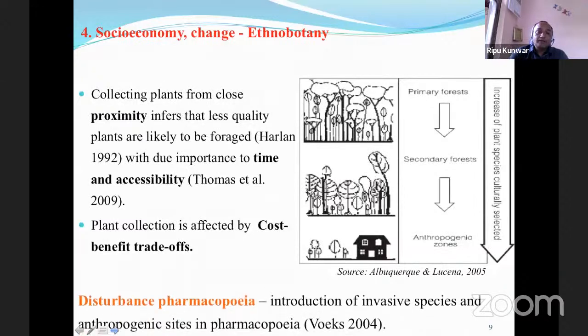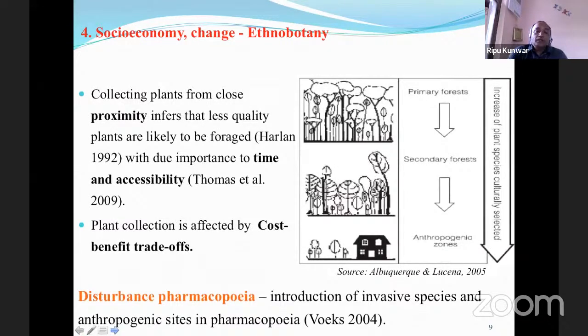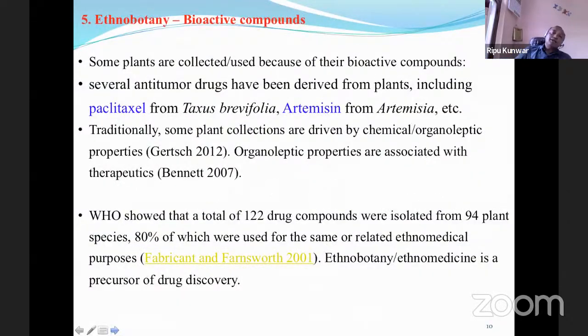For that reason, we could admit disturbance pharmacopoeia in ethnobotany, where the introduction of invasive species and anthropogenic sites in pharmacopoeia is both the invasive or alien species and then anthropogenic or secondary forests. They are frequently studied in disturbance pharmacopoeia. The fifth one is utmost, and this is a very common practice.